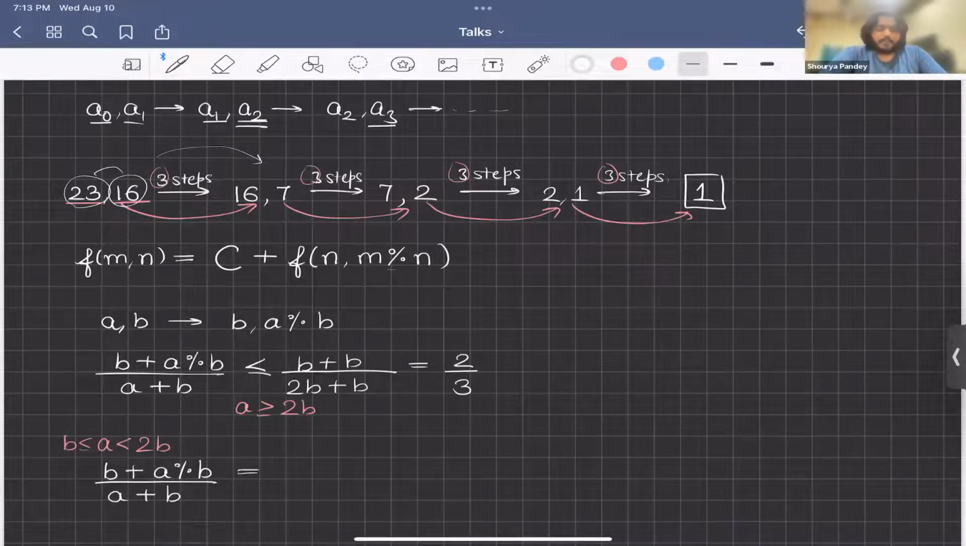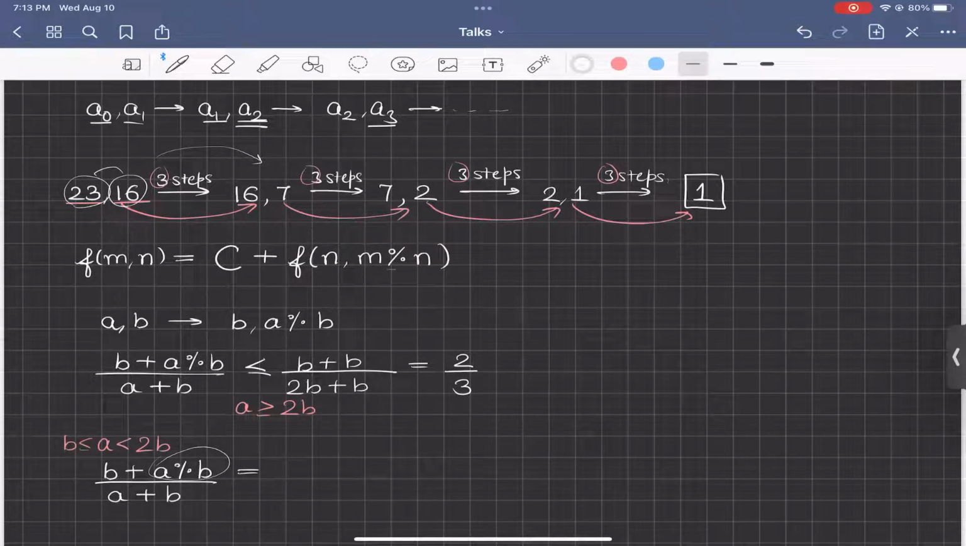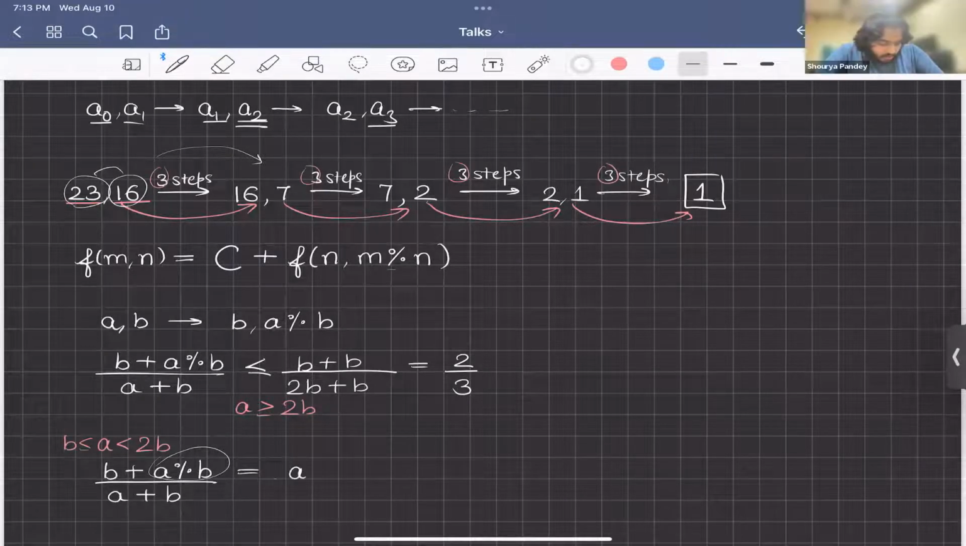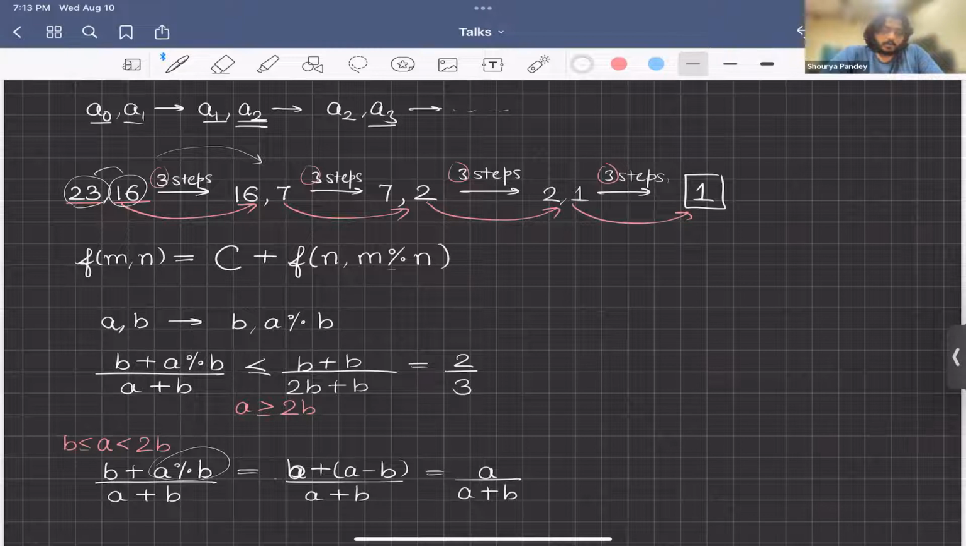Then what even is the remainder? If A is not even double of B, then what is the remainder? In terms of A and B, it's just A minus B, right? Is this clear? Yeah. This is just A minus B over A plus B, which is A over A plus B. And what can you say about A over A plus B?